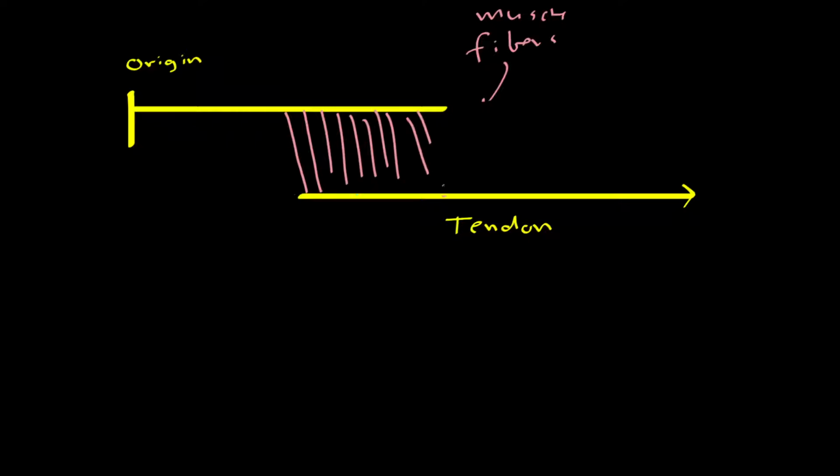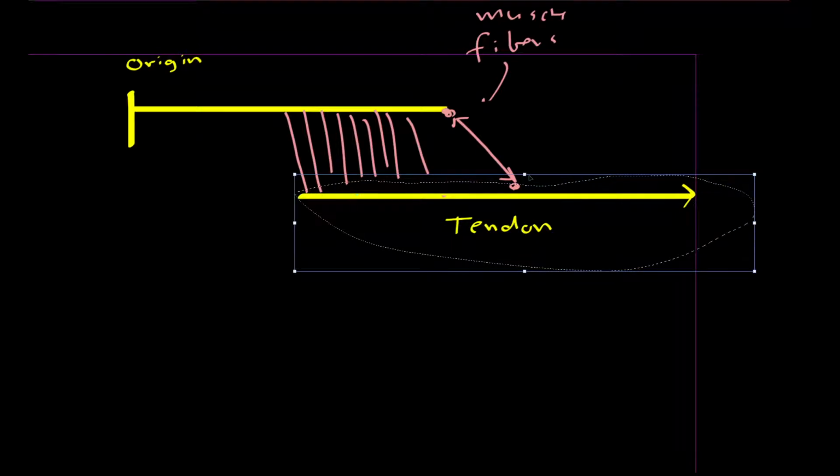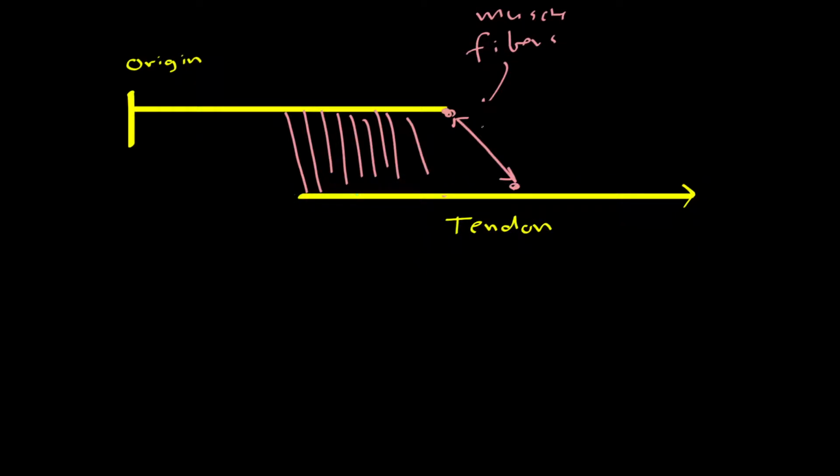Or the muscle fibers will be shorter because the distance from here to here is clearly less than the distance if you move this over here, right? Because then we'd be talking about this distance. So the muscle fibers change their length, certainly. And what's a consequence of that?